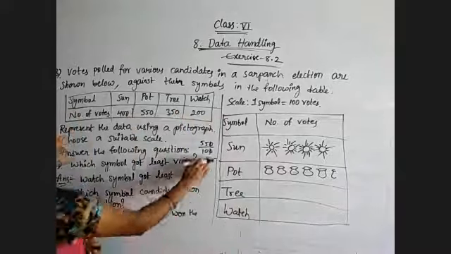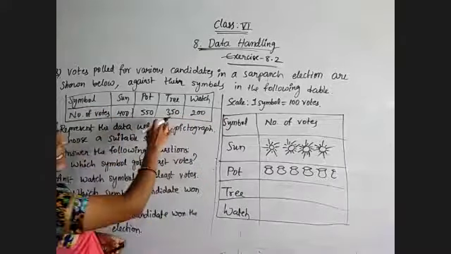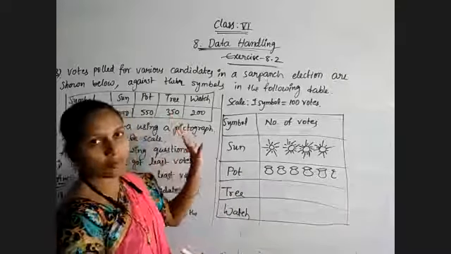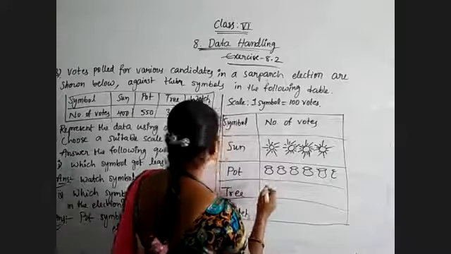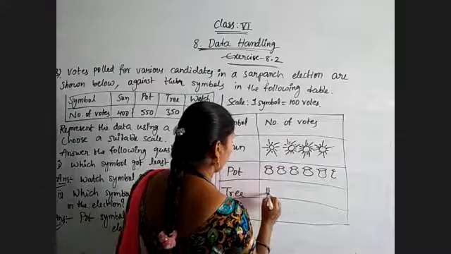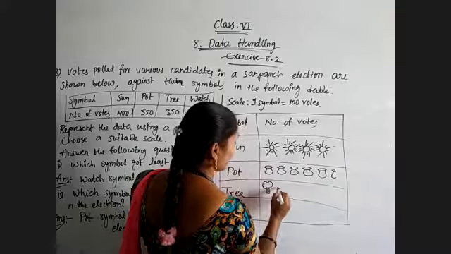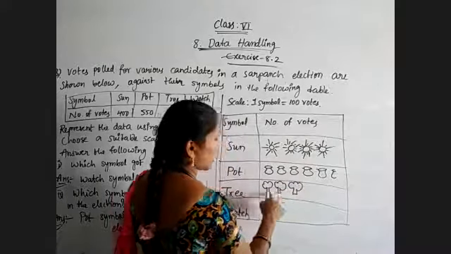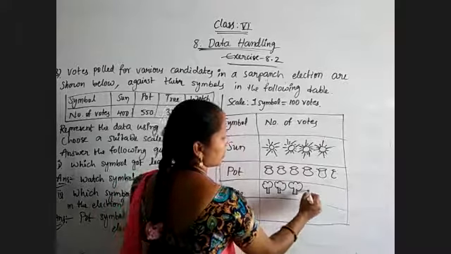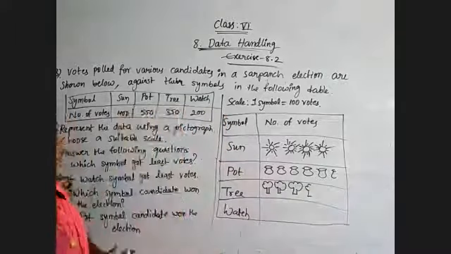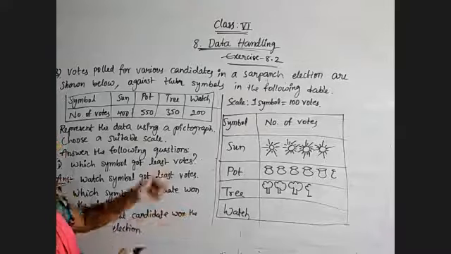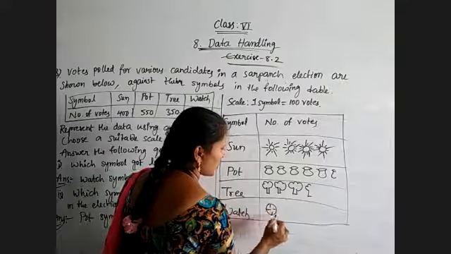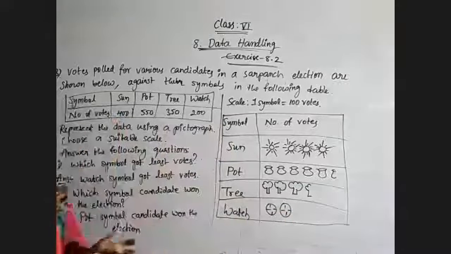Next, 350 by 100, so we get 3.5. That means 3 symbols completely and the fourth one half. So I draw: 1, 2, 3, 300, and half, 50, so 350. Okay, and watch 200, only 2 symbols. 200 by 100, 2 symbols. So for watch: 1, 2. That's all. Now observe the questions.